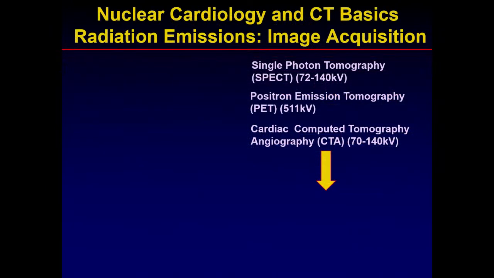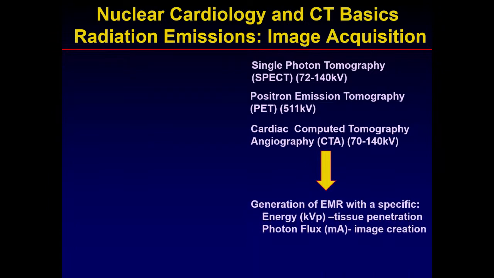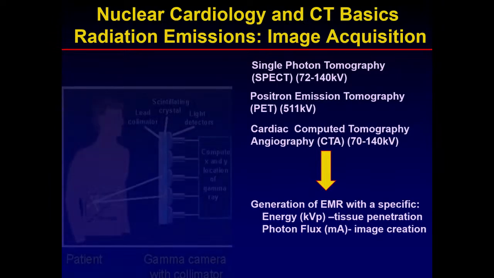And so when you think about different types of imaging, let's just talk a little bit about nuclear imaging. Obviously, we already said we use thallium, which is 72 keV, and technetium, which is 140. PET, you ultimately image 511 keV. With CT, I already said it's 70 to 140, depending on what you choose. And remember that the generation of electromagnetic radiation with CT is very specific. You actually choose your energy and you choose your photon flux depending on your MA.